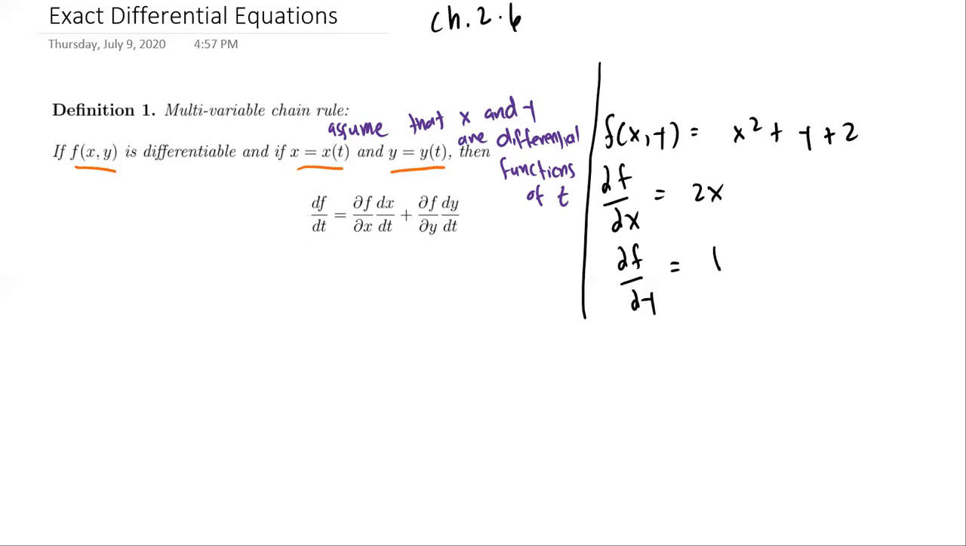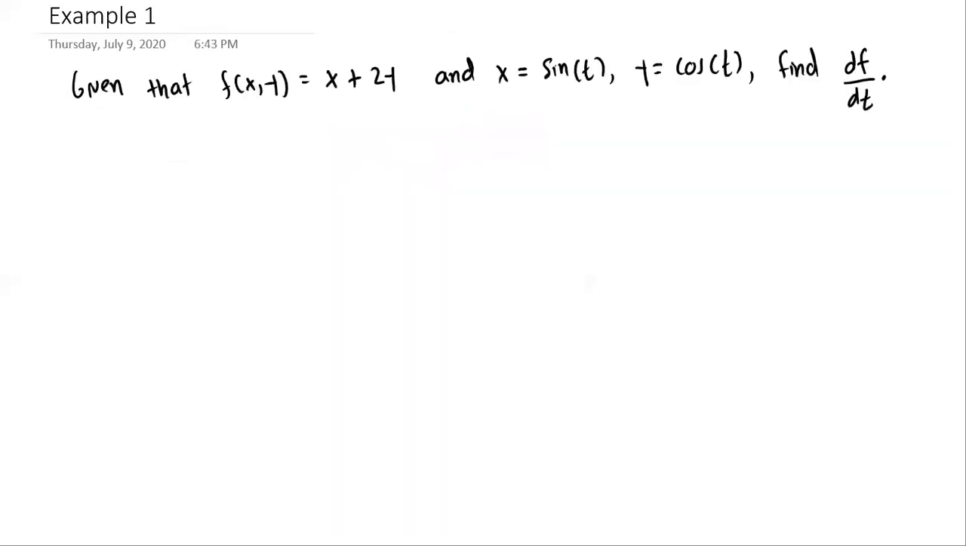Let's do an example. So example 1. Given that f of x, y equals x plus 2y, and that x equals sine of t, and y equals cosine of t, find the regular derivative, so the derivative of f with respect to t. So by the previous definition, df dt is going to be partial of f with respect to x times the regular derivative of x with respect to t plus partial of f with respect to y times the regular derivative of y with respect to t. So just find each of those things and plug it into the equation.